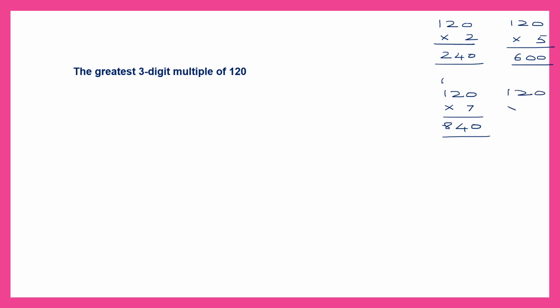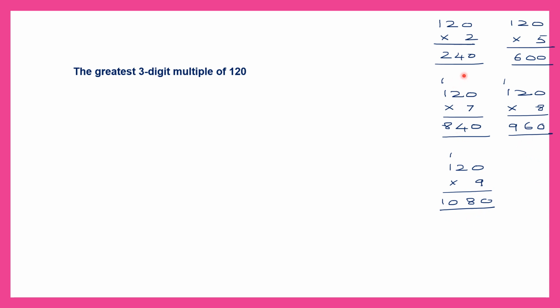Let's again continue. We are trying to get the largest three-digit number, remember? Let's multiply by 8. 8 zeros are 0. 8 twos are 16, carry 1. 8 ones are 8 plus 1 is 9. We've got 960. Will we get a number greater than that, a three-digit number? Let's try with 9. 9 zeros are 0. 9 twos are 18, carry 1. 9 ones are 9 plus 1 is 10. So now this has become a four-digit number.